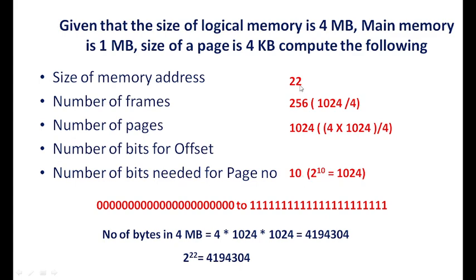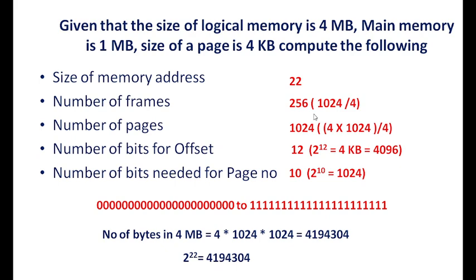So out of 22 bits, we are going to reserve 10 bits for the page number, and apparently the remaining 12 bits are to be used for the offset. So we have calculated everything which is asked in the problem. So the logical memory address will be 22 bits.